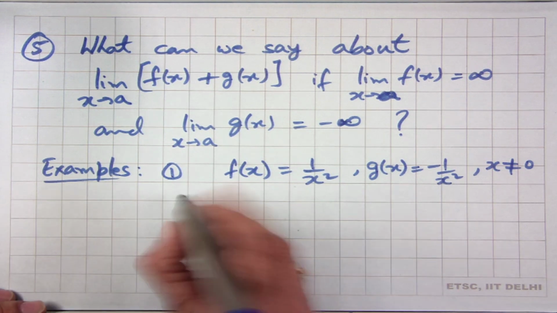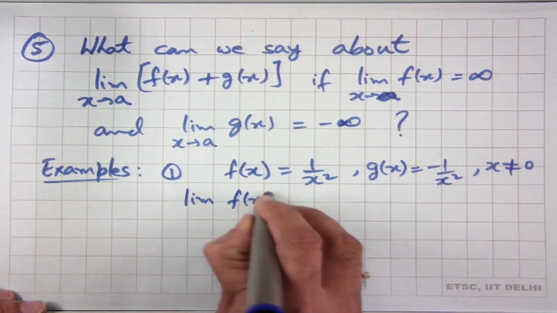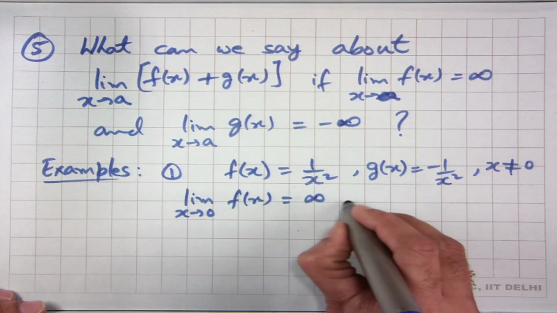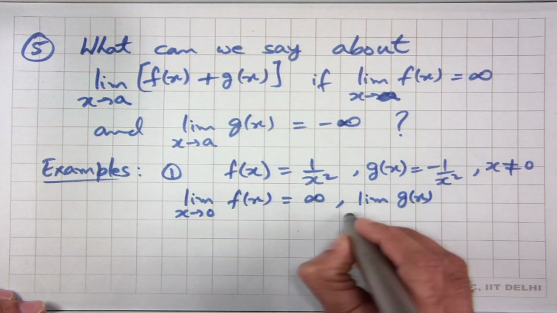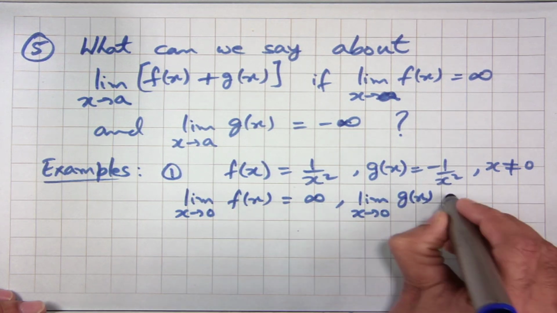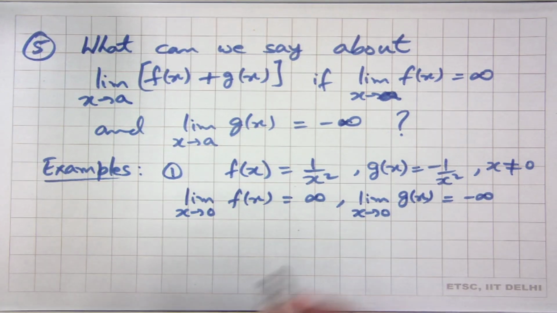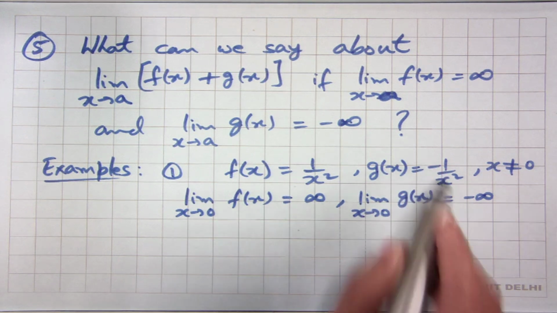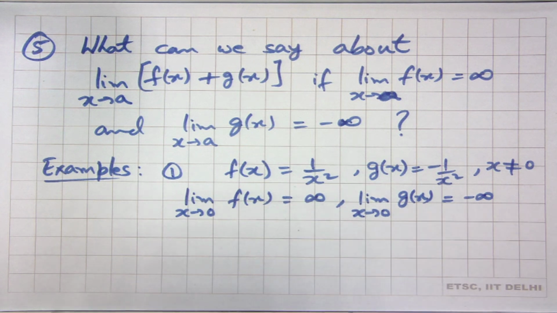Then here what we have is limit of f x as x approaches 0 is equal to infinity and limit of g of x as x approaches 0 is minus infinity, because g of x is nothing but minus 1 times f of x, and by our previous result, because this minus 1 is a negative constant, if we multiply then this goes to minus infinity. Now, what about f x plus g x?